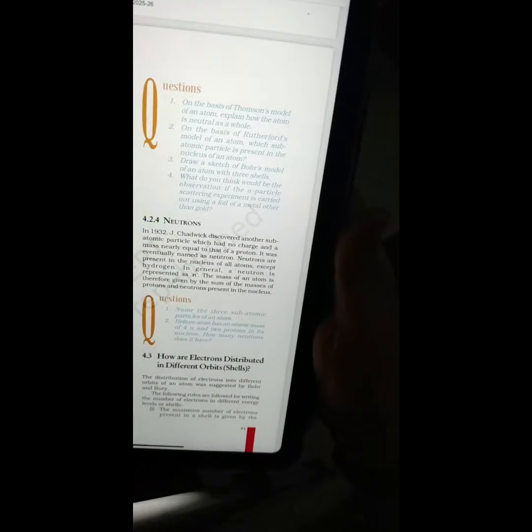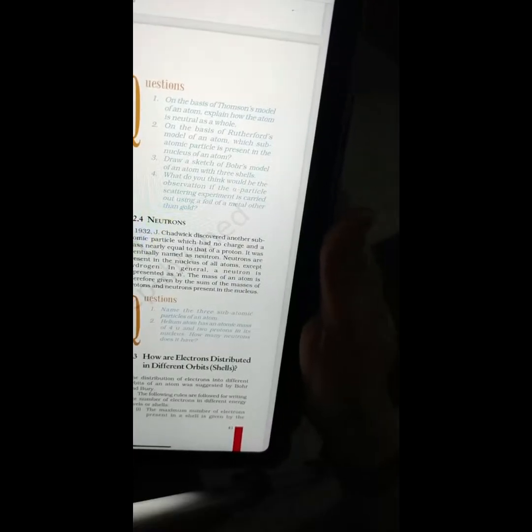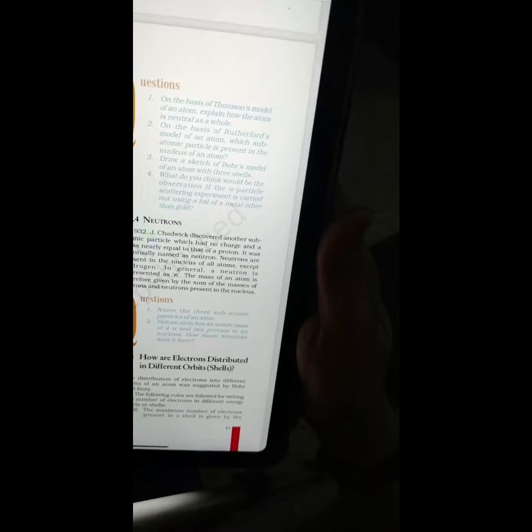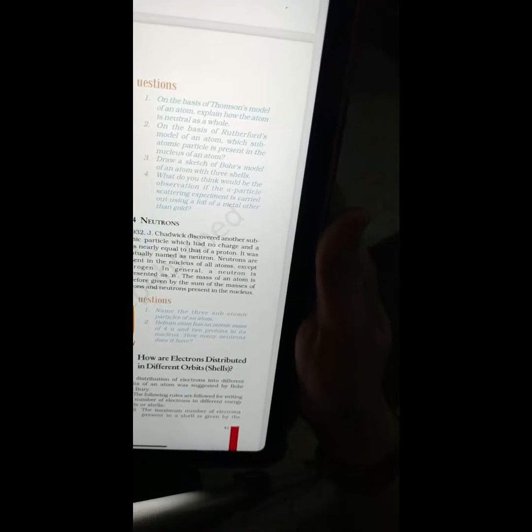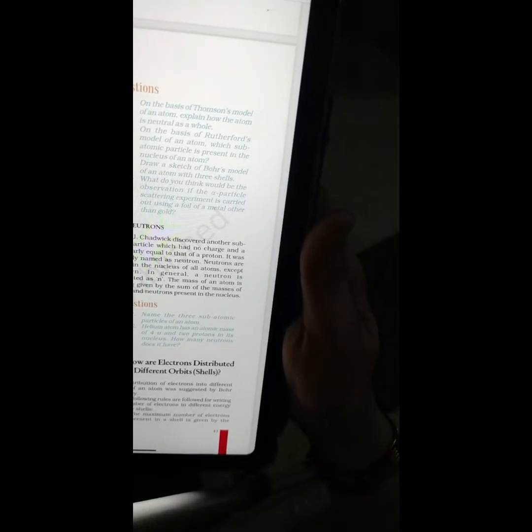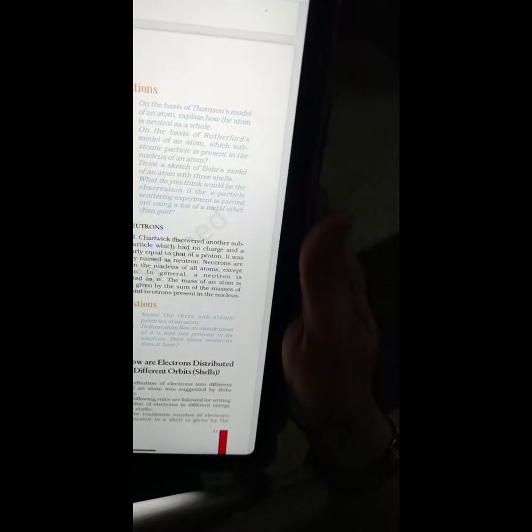Let's see these in-text questions on page number 41 of your book. Question number 1. On the basis of Thomson's model of an atom, explain how the atom is neutral as a whole. 2. On the basis of Rutherford's model of an atom, which subatomic particle is present in the nucleus of an atom? 3. Draw a sketch of Bohr's model of an atom with three shells. 4. What do you think would be the observation if the alpha particle scattering experiment is carried out using a foil of a metal other than gold?